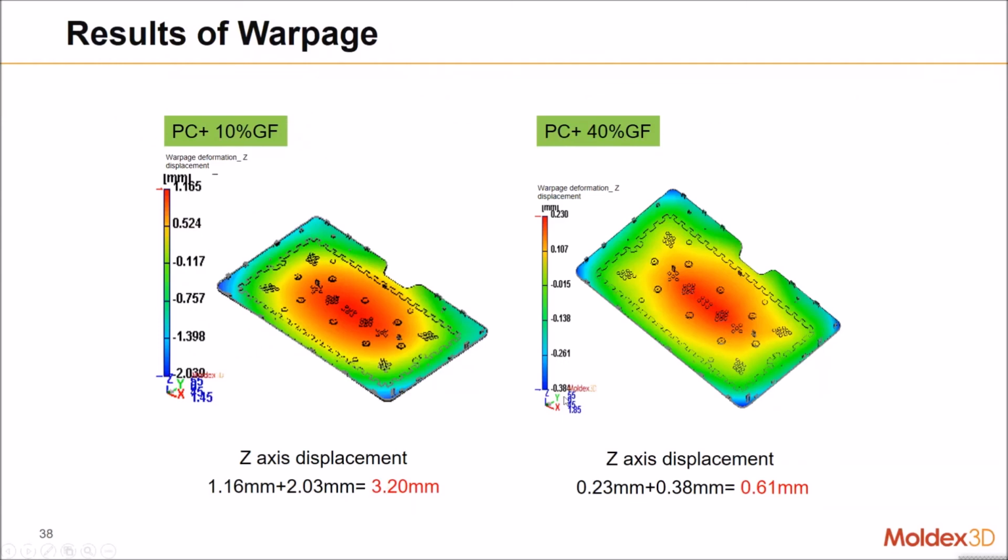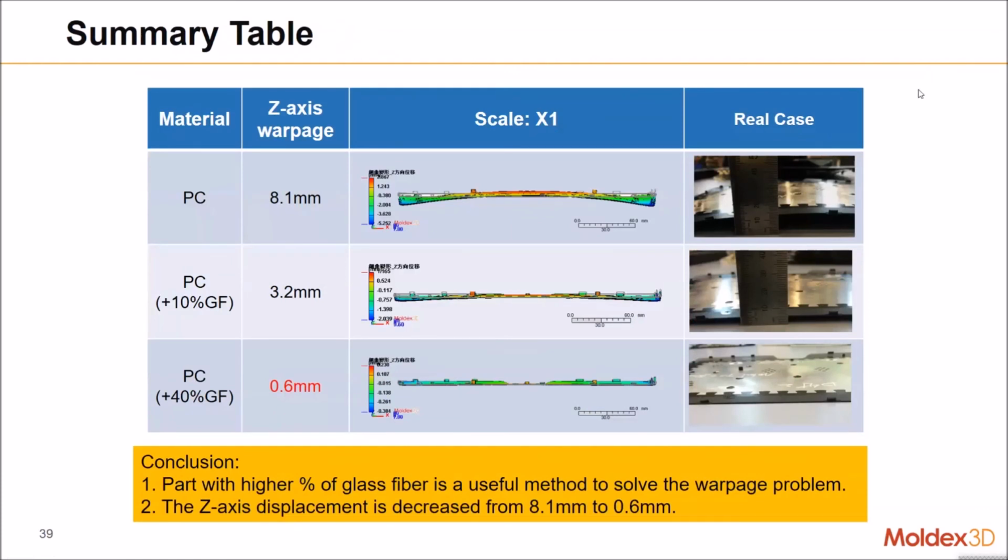Okay, so here is the practical picture, and the simulation helps you understand the real situation in this case. From this table, for the original material PC without fiber, the warpage value is 8 millimeter, and for the real case, it also shows 8 millimeter. So in conclusion, a higher percentage of glass fiber is a useful method to solve the warpage problem. The Z direction displacement decreased from 8 millimeter to 0.6 millimeter.